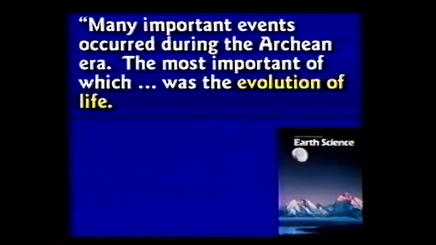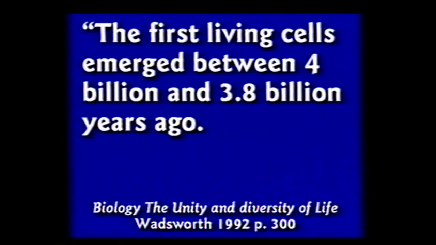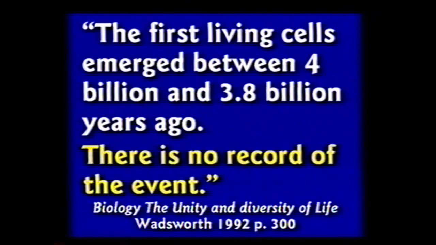This textbook says, many important events occurred during the Archean era, the most important of which was the evolution of life. Progress from complex molecules to even the simplest living organism was a very long process. I guess it was. It didn't even happen. This one says, the first living cells emerged between 4 billion and 3.8 billion years ago. There is no record of the event. But you expect the kids to believe in it and be tested on it, right? That's not part of science.